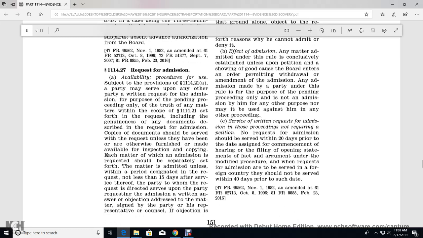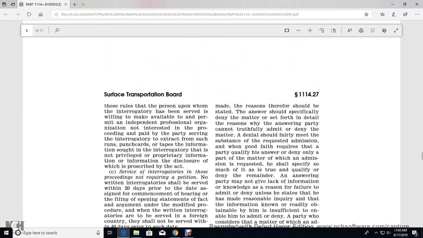The request for admission should be separately stated for each matter to be admitted, unless the time period is designated in the request, not less than 15 days from the service thereof upon the party to whom the request is directed. Service upon the party requesting the admission shall include an answer or objection to the matter, signed by the party or his representative of counsel. Objections, and the reasons therefor, should be stated. The answer should specifically deny the matter or set forth in detail the reasons why the answering party cannot truthfully admit or deny it. The denial should fairly meet the substance of the request for admission.